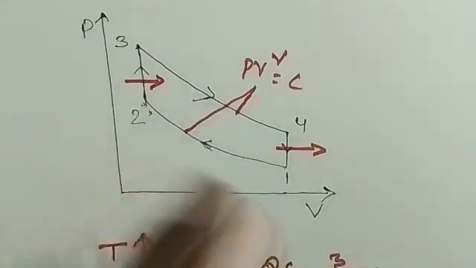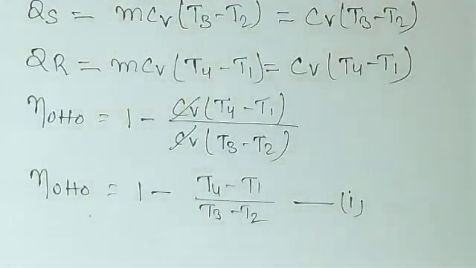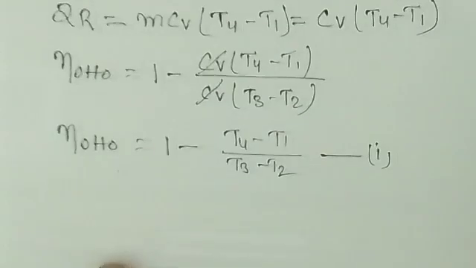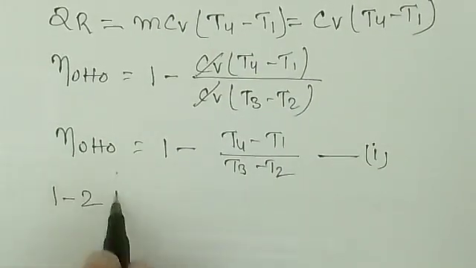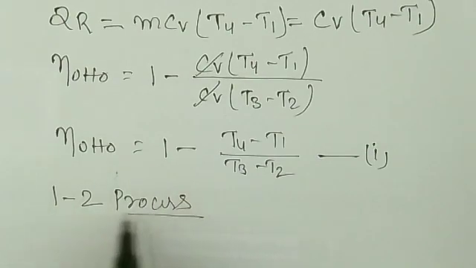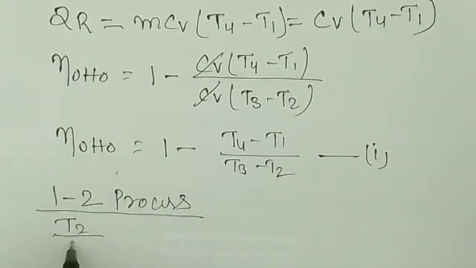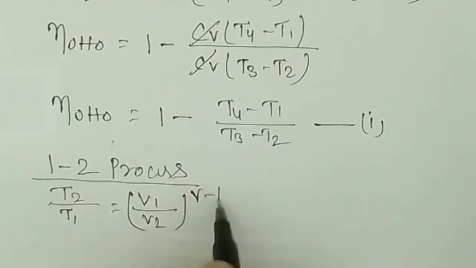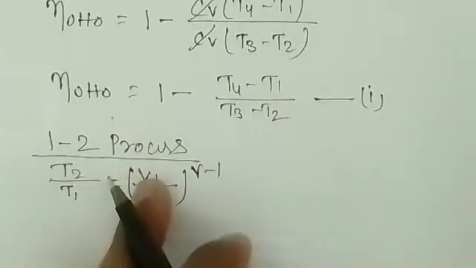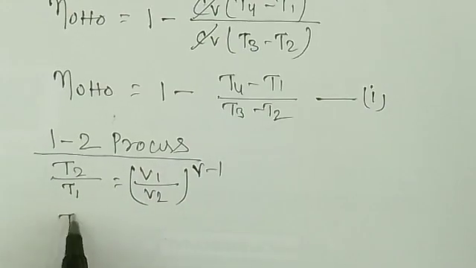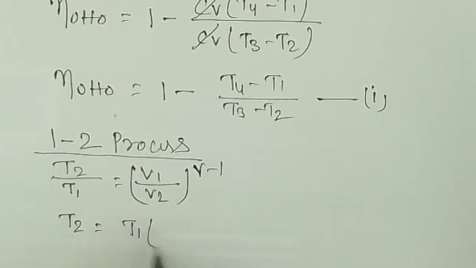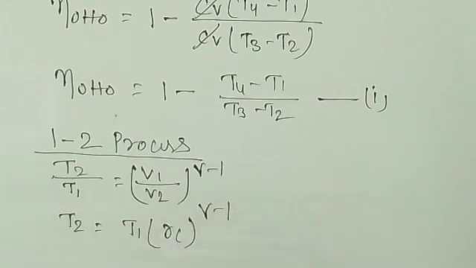We will get the relation between temperature and volume, right? So here you can say for the 1 to 2 process, T2 by T1 is equal to (V1 by V2) to the power gamma minus 1. This is the thermodynamic relation. And V1 by V2 is nothing but the compression ratio, so we denote the compression ratio by Rc. So T2 is equal to T1 times Rc to the power gamma minus 1, right?